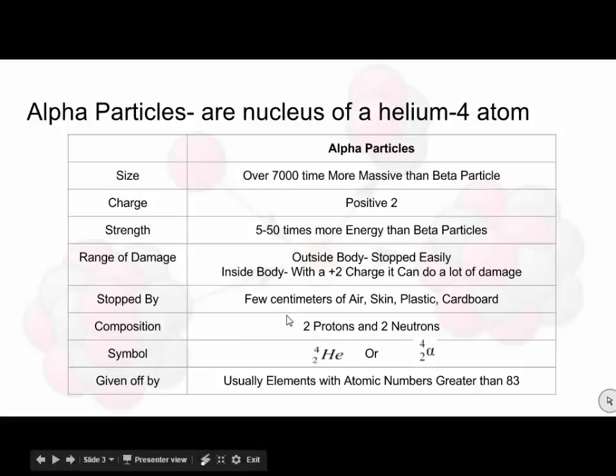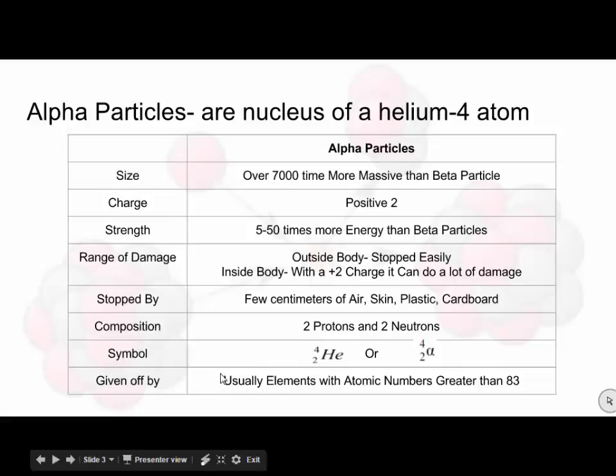As we said before, it's composed of 2 protons and 2 neutrons. So we either write the symbol as a helium isotope symbol, with 4 for the mass number, 2 for the atomic number, and He, or we write it with the Greek letter alpha, 4 and 2 as well. However you would like to write it, you'll see it both ways on your assignments.